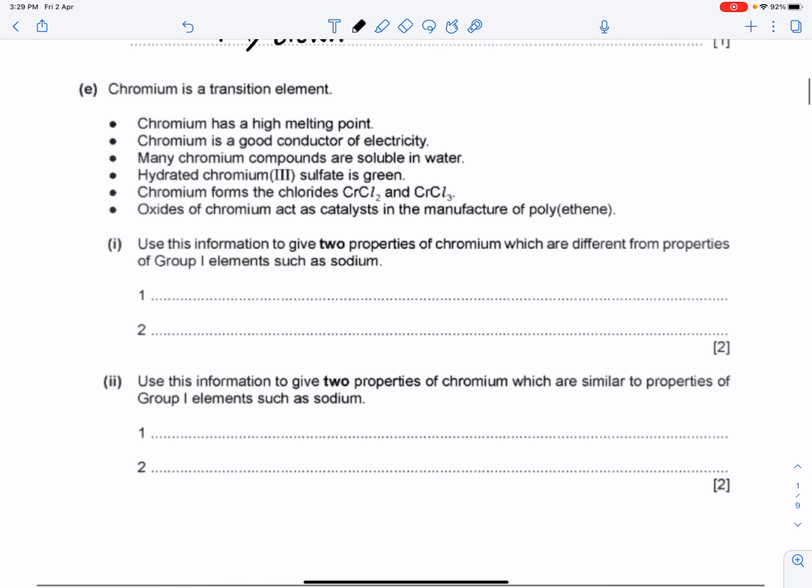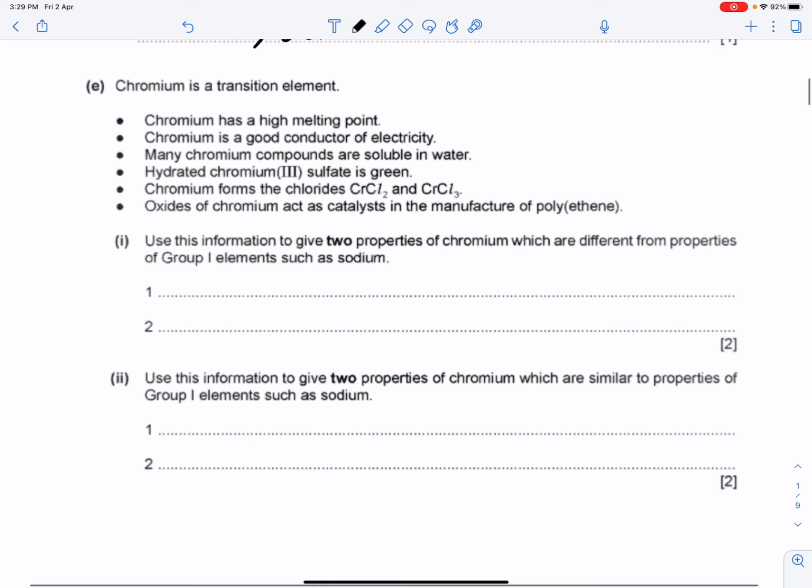Chromium is a transition element. So chromium has a high melting point. We know that this is a group 1 comparison question. So straight away, we're going to go up and just highlight which are the ones that are the same and which are the ones that are different. Chromium has a high melting point. Well, that's different. The group 1s have a low melting point, so it's not the same. Chromium is a good conductor of electricity. That's the same.